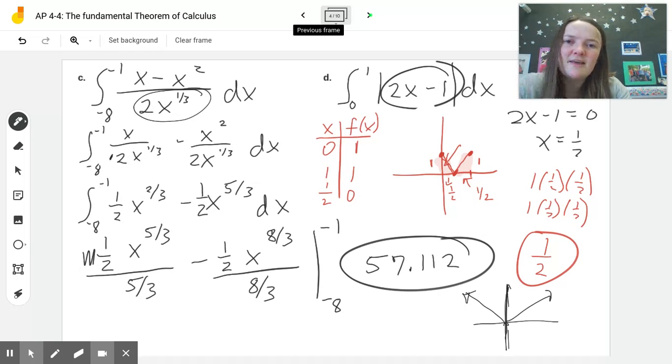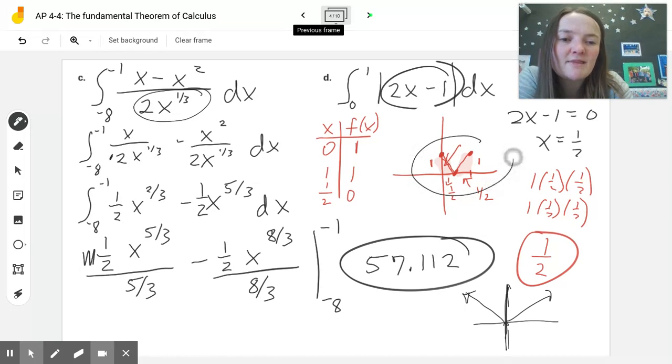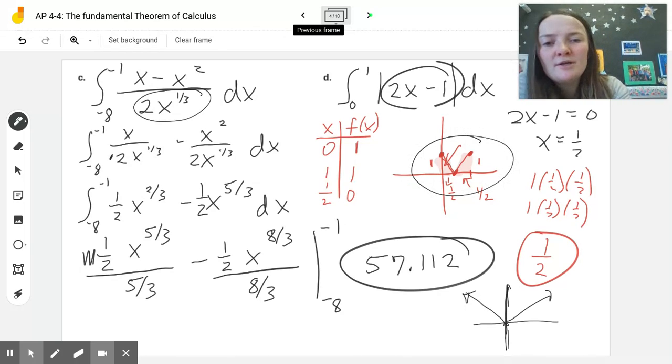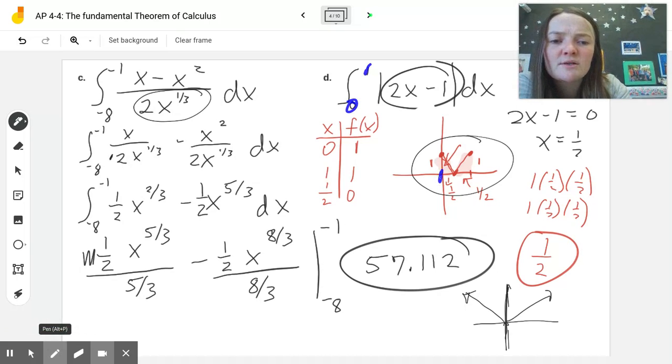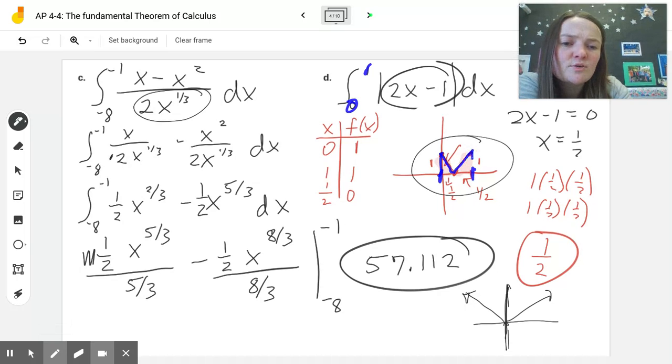If I want to find the area under a linear function, it's really going to be just finding the area of a triangle. So what we did here is we graphed 2x minus 1, and we got this graph here. If I want to know the integral from 0 to 1, really I'm just asking, hey, what's the area under the curve from 0 to 1? And we can see here that the area under the curve from 0 to 1 is going to be the sum of these triangles here.